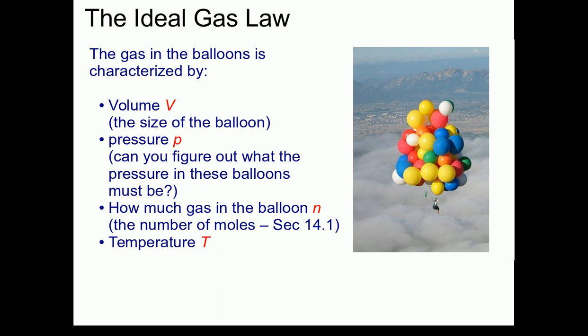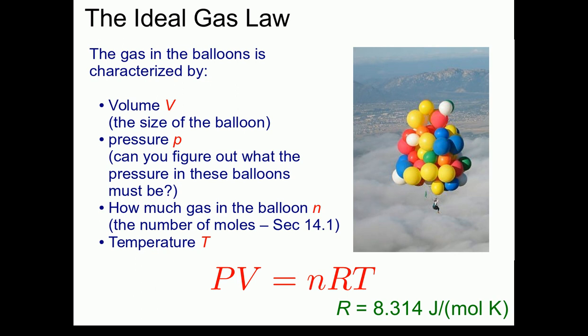And of course the gas inside a balloon also has a temperature. If we measure this temperature in Kelvin, and only if we measure this temperature in Kelvin, we can connect all of these different variables into an equation known as the ideal gas law, where we have the pressure times the volume is equal to the number of moles, R, times the temperature T, where R is a fundamental constant of the universe, 8.314 joules per mole Kelvin.